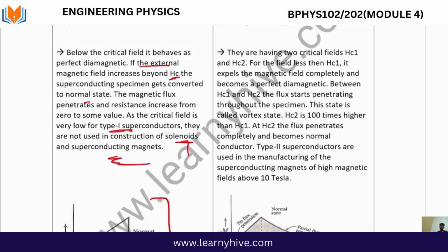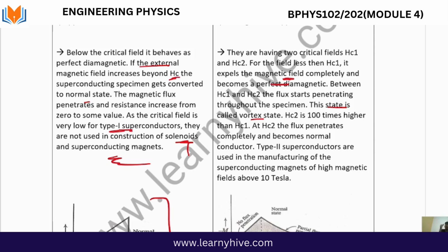Here, in the other case, there are two critical fields, Hc1 and Hc2. For fields less than Hc1, what happens? It expels the magnetic field completely and becomes perfect diamagnetic. Between Hc1 and Hc2, flux starts penetrating through the specimen, and this state is called the vortex state.